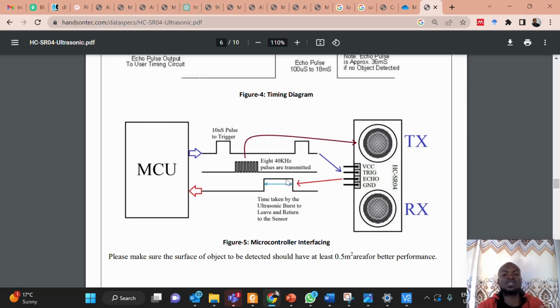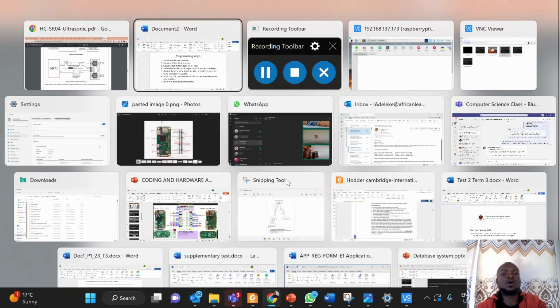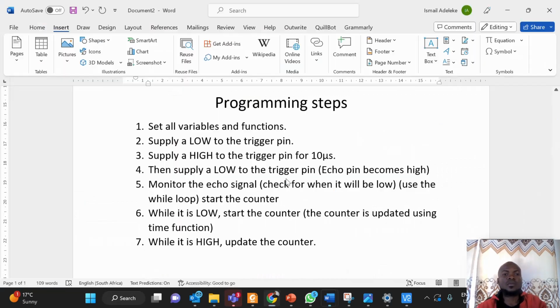So I've started the counter. It will start counting the time until it is low. Okay. When it is low, then what happens? Also when it is low, it starts the counter. Okay. So when it is high, it stops the counter.